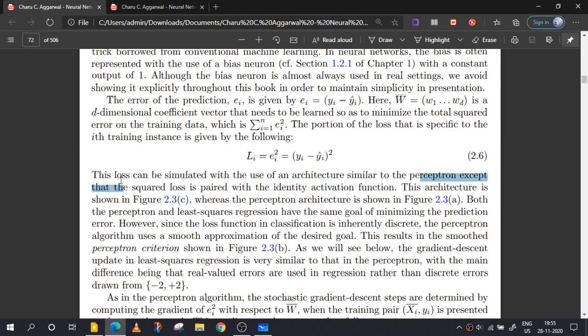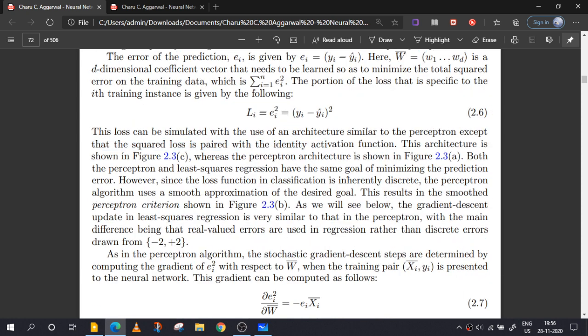This is going to be a perceptron, except that the squared loss is paired with the identity activation function. This loss is simulated with the use of an architecture similar to the perceptron, except that it is paired with an identity activation function. What is the identity activation function? I don't know.